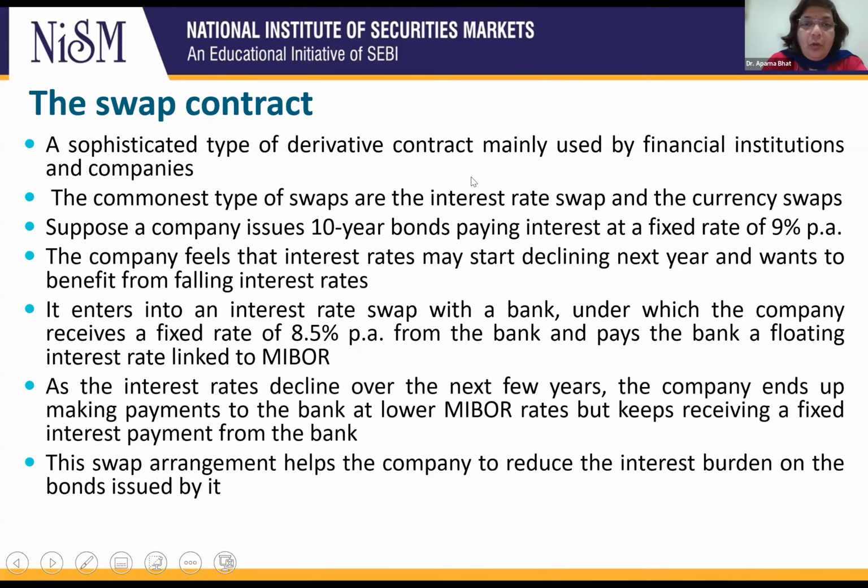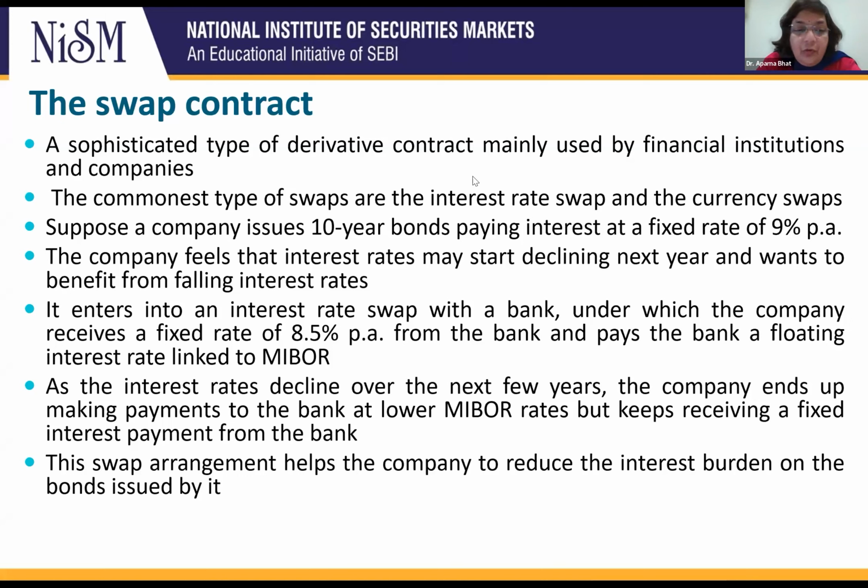Right? So that is about options. And now we come to the fourth type of derivative, which is a sophisticated type of derivative. Now, the swap is something which retail investors are not very familiar with. Why? Because this type of contract is mainly used by financial institutions and companies. There are basically many kinds of swaps, but the commonest types are interest rate swaps and currency swaps. So let's quickly look at an example of an interest rate swap.